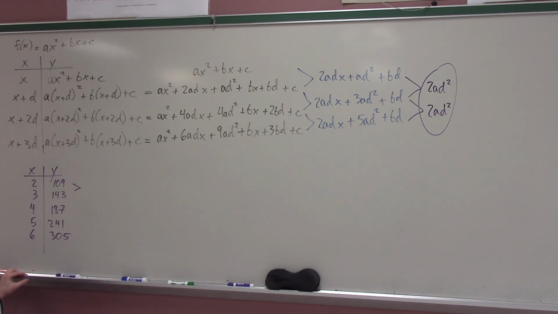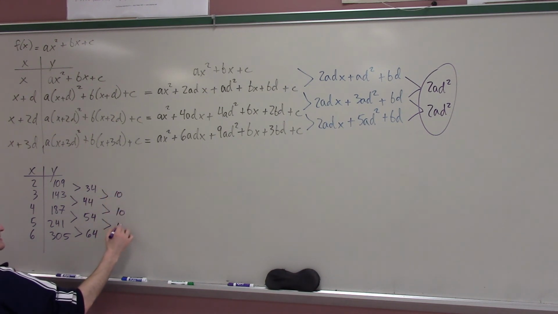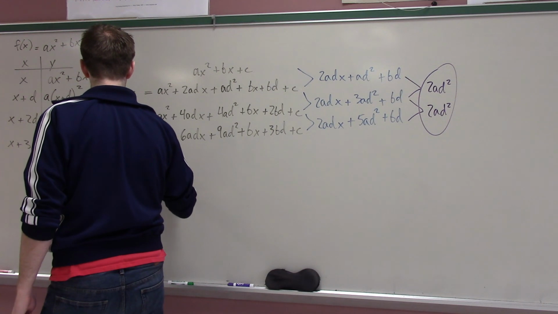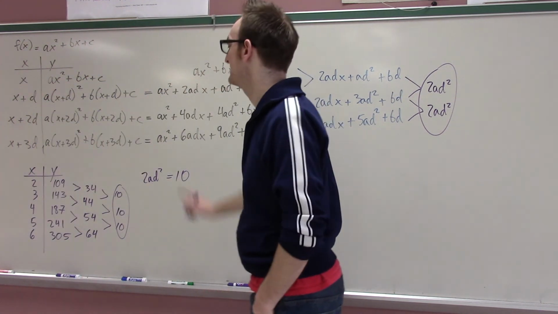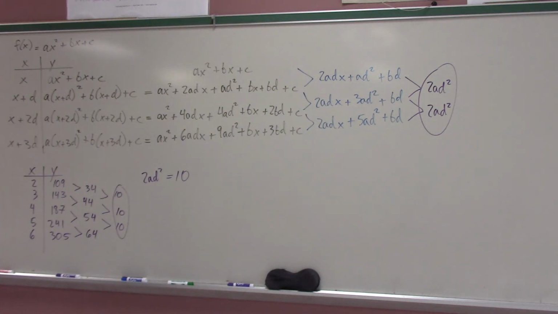Okay, so you just jump in. What happened? This went up by 34. Yep. This went up by 44. This went up by 54. And this went up by 64. And then, if you look at the differences, they are 10, 10, 10. Ding, ding, ding! This must, in fact, be a quadratic. And not only do I know it's a quadratic, but I know that 2ad squared is 10. And d in this case is 1, because I was just going up by 1, which means that a is 5.